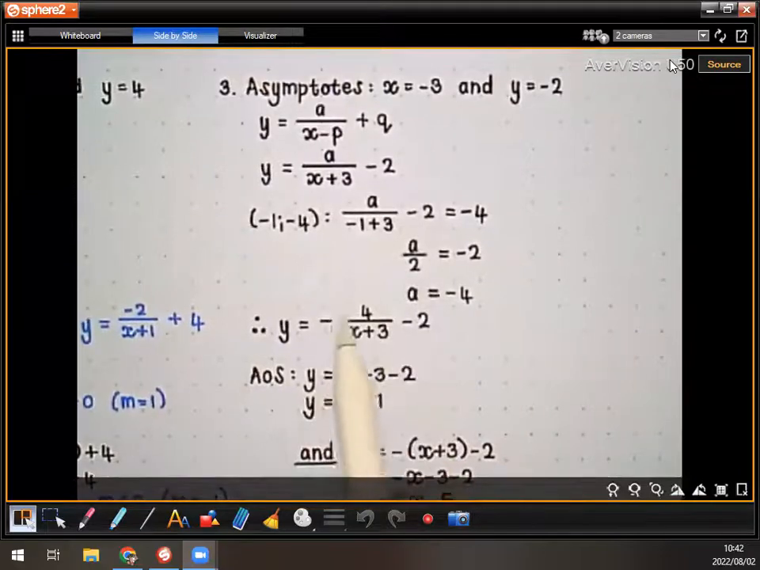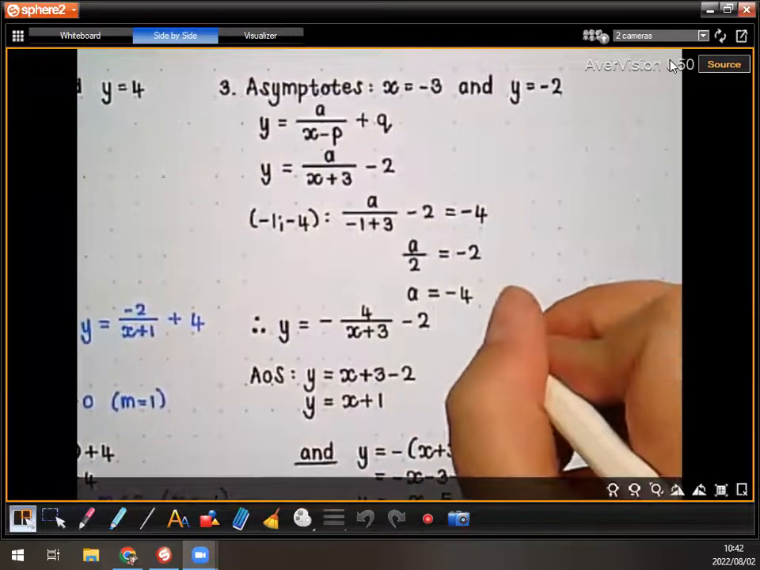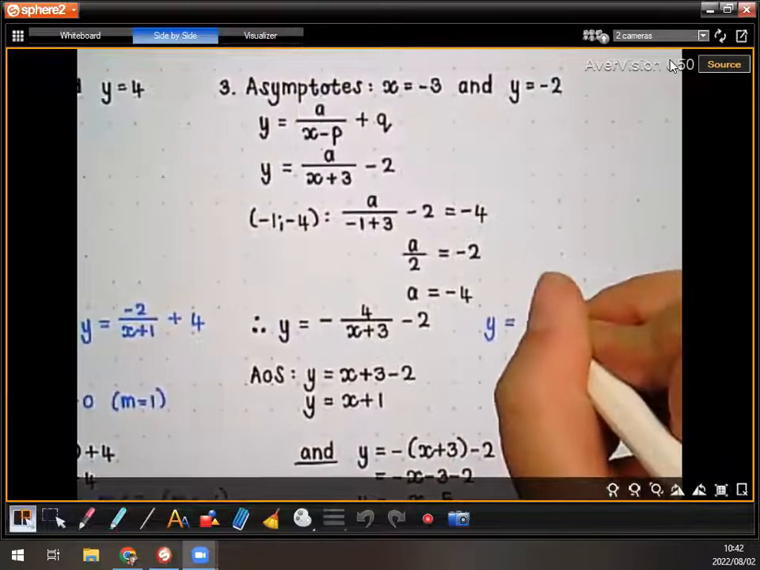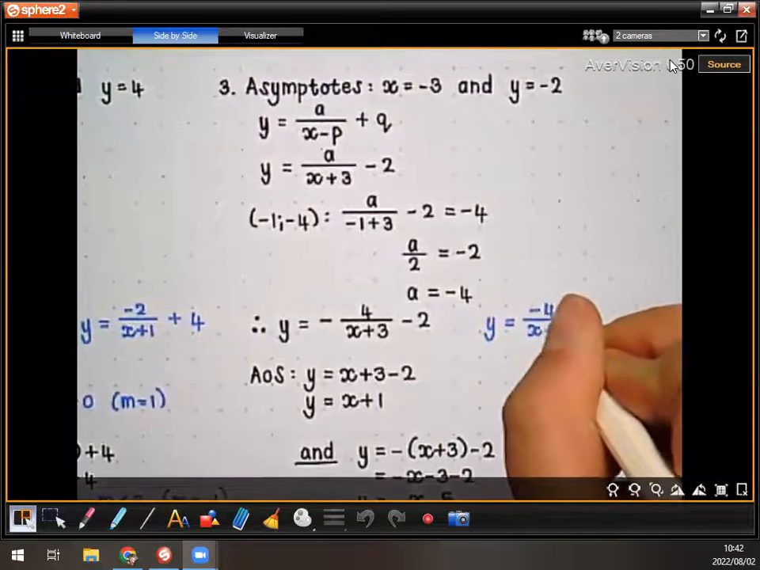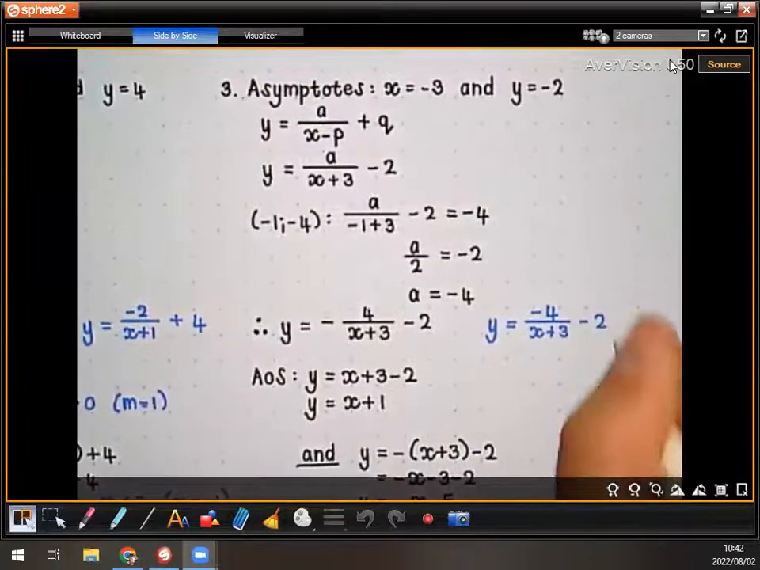Again, guys, when it's a negative a value, you can just write it at the top. So you can say this was -4 over x plus 3 minus 2.